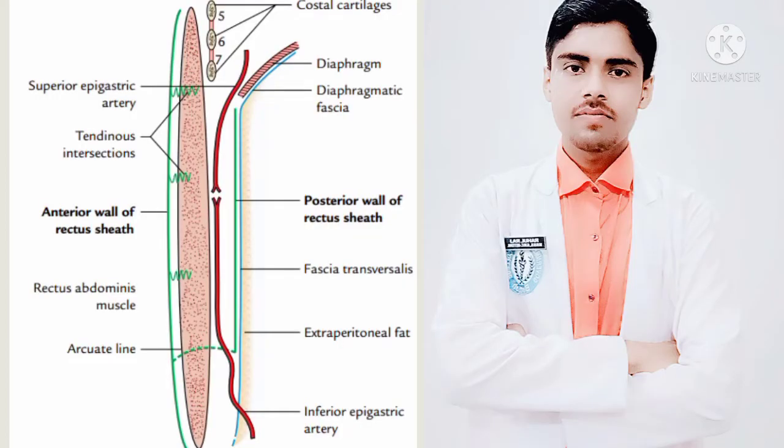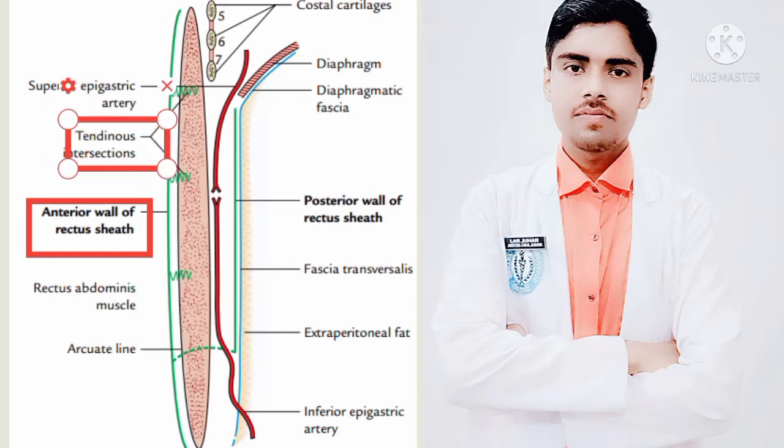The rectus sheath is an aponeurotic sheath covering the rectus abdominis muscle. Firstly, we will discuss the anterior wall of the rectus sheath. As you can see in the figure, this is the anterior wall of the rectus sheath. It is a complete covering of the muscle from end to end, and it is firmly adherent to the tendinous intersections of the rectus muscle. As you can see in the figure, this is the tendinous intersection of the rectus abdominis muscle, through which the rectus sheath is firmly adherent.